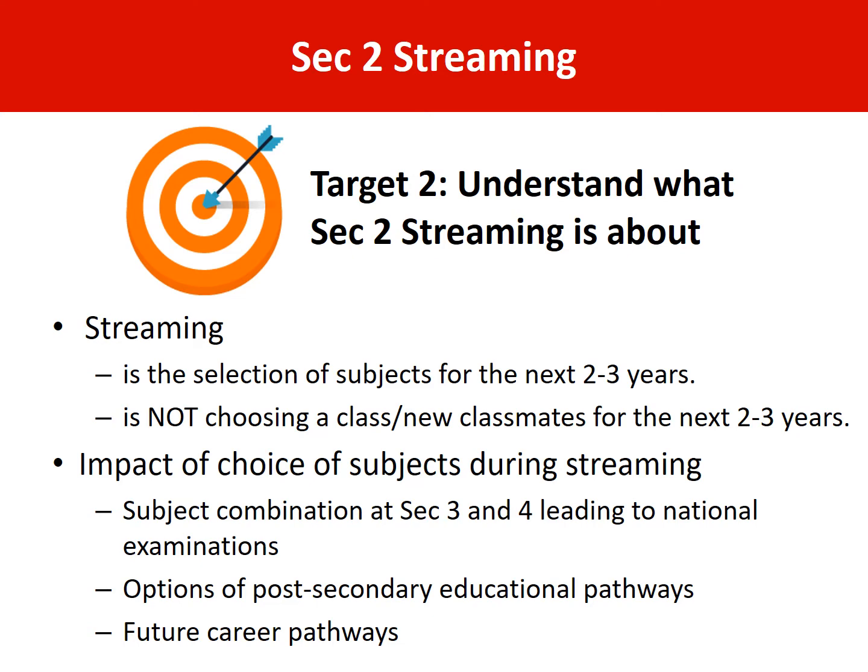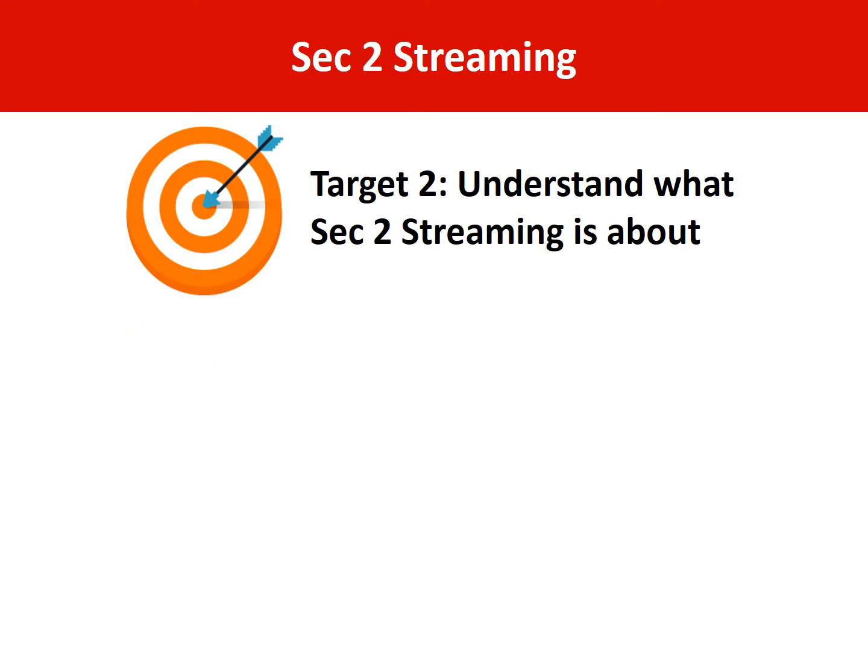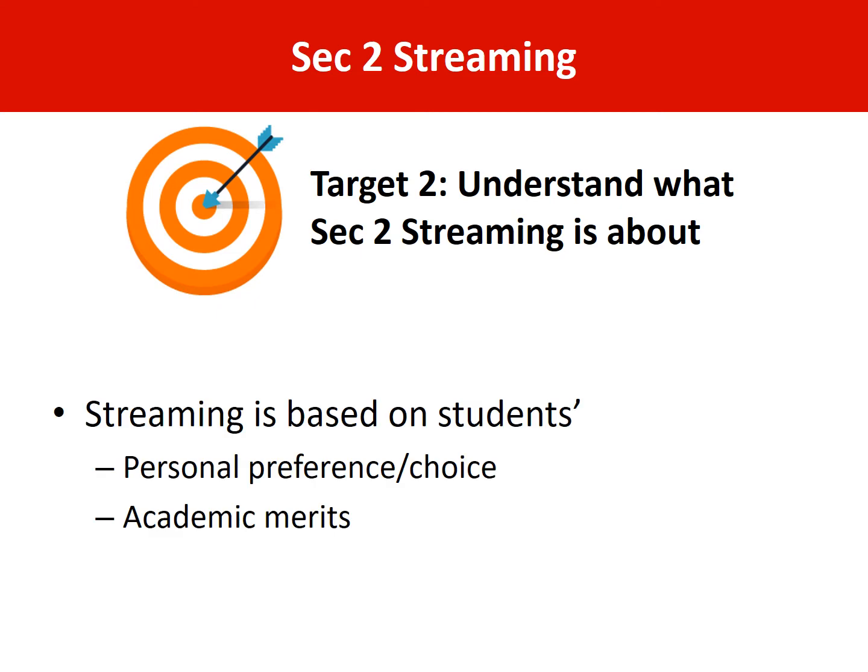What are the impact of choice of subjects during streaming? It will impact the subject combinations that you will study in secondary 3 and 4, leading to the national examination. It will also impact your options of post-secondary educational pathways and also your future career pathways. Streaming is based on your personal preference. You are allowed to choose, and some combinations and subjects are based on academic merits.